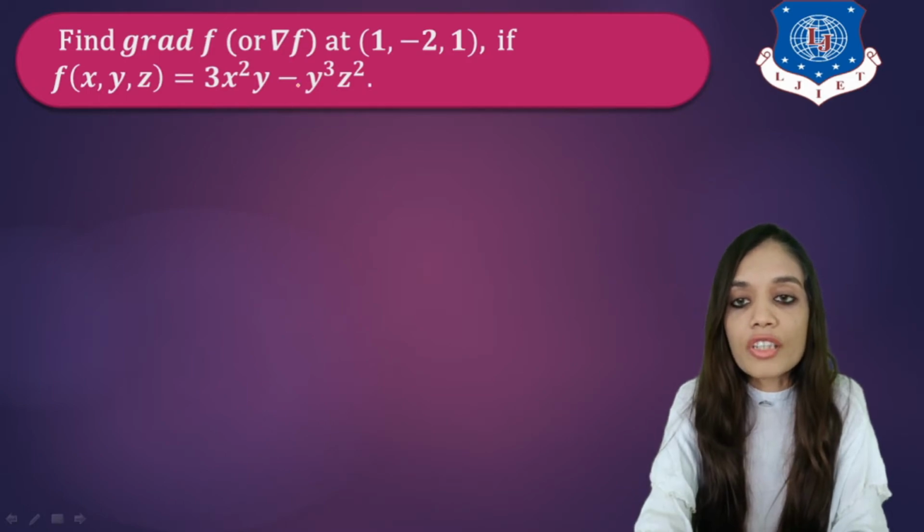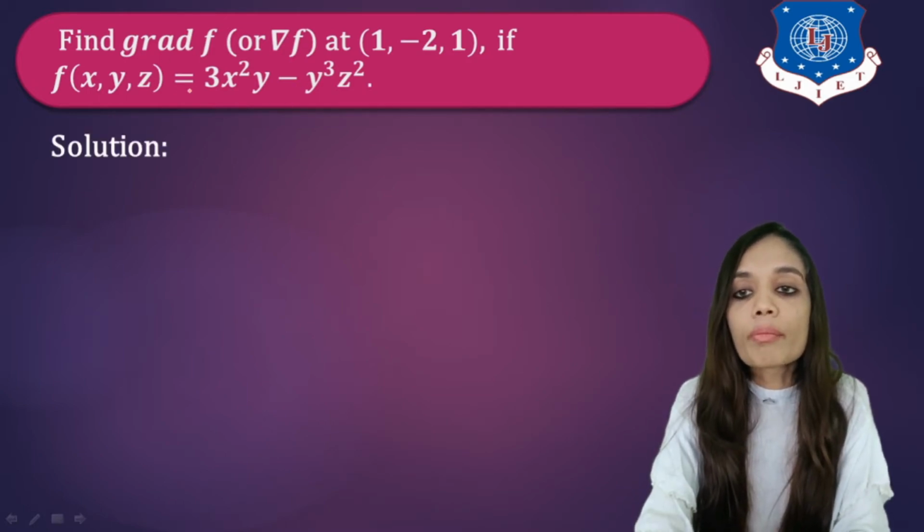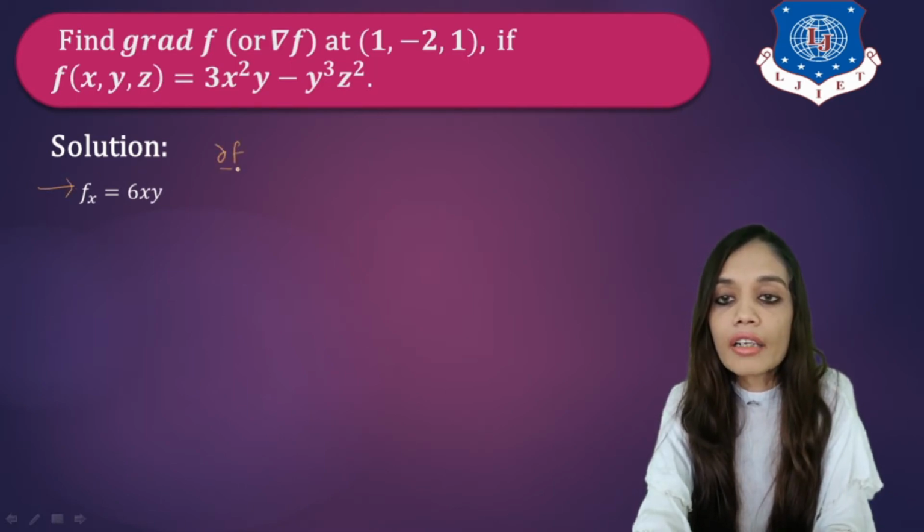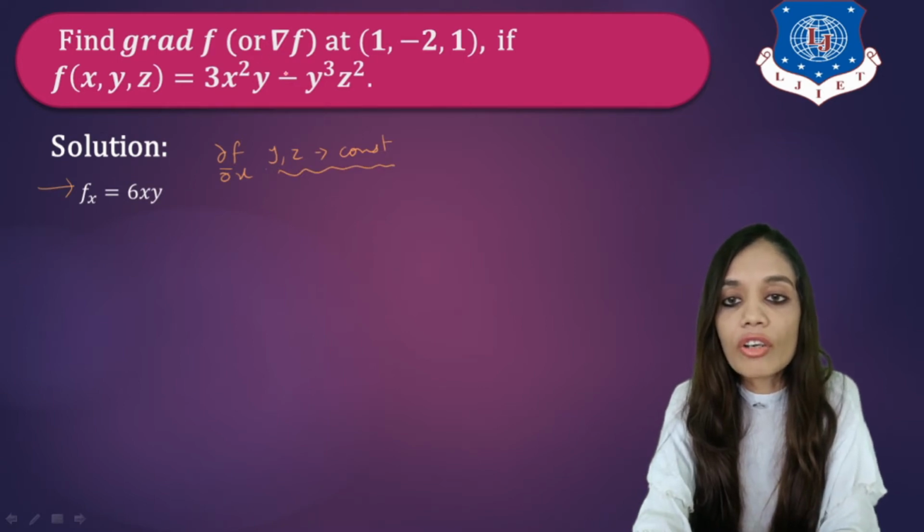Firstly let us find our partial derivatives. First we will find fx, that means del f by del x. So you have to keep what constant? y and z as constant. Keeping these two constant, you will get your answer as 6xy, because this is a constant term, so the derivative will be equal to 0.